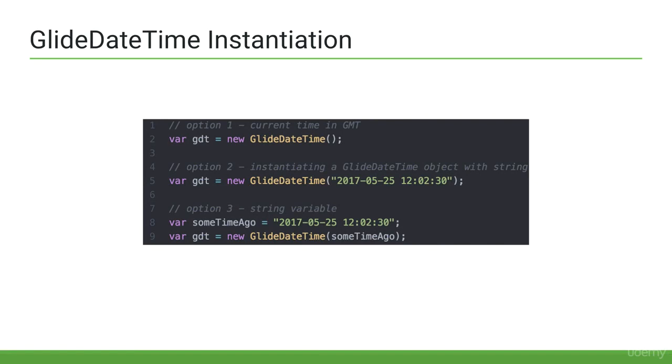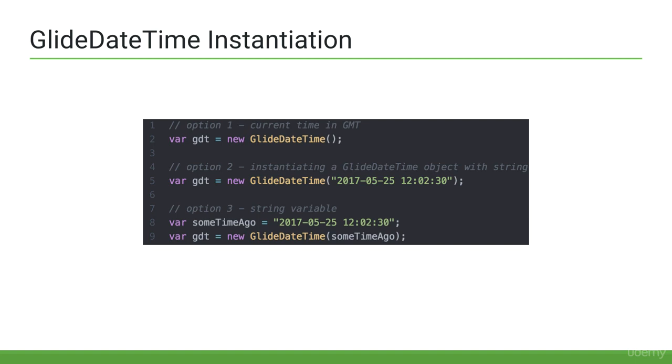This slide shows us three ways to instantiate a GlideDateTime object. The first way, on line 2, is we just simply do new GlideDateTime without any arguments. This will create a new GlideDateTime object with the current system time and assign that to the GDT variable. The second option on line 5 is we can actually pass in a string value of the date time we would like the GlideDateTime object to be representing. So here we can see we pass in 2017-05-25 12:02:30.